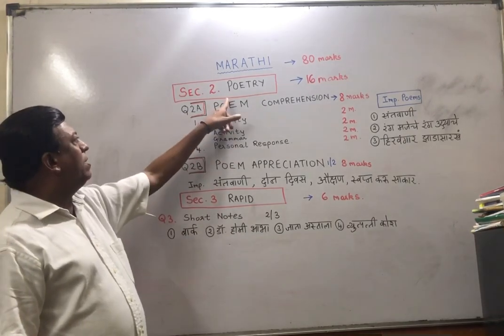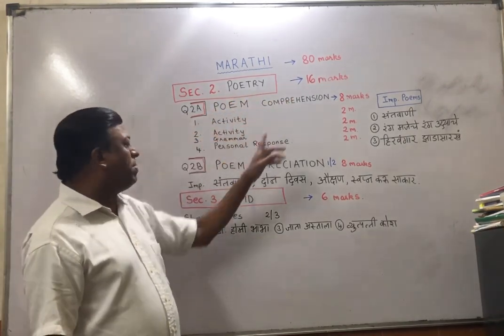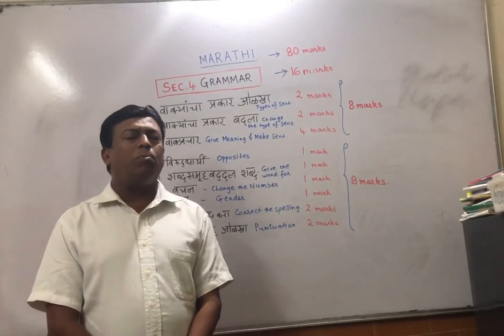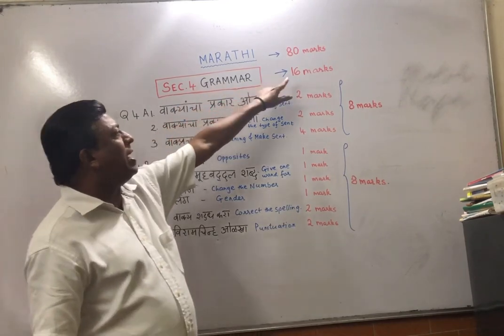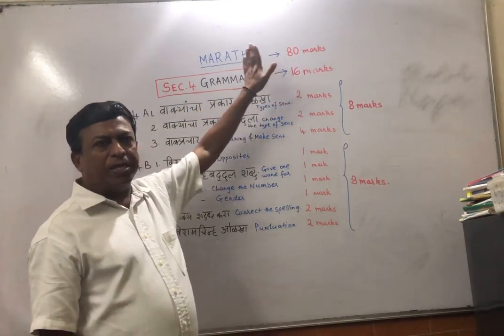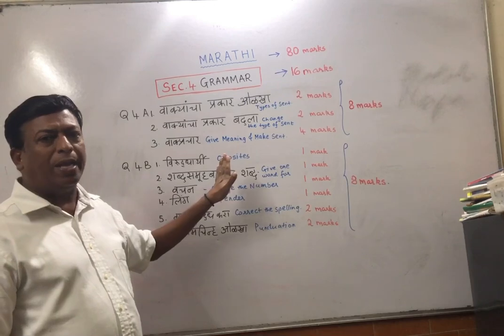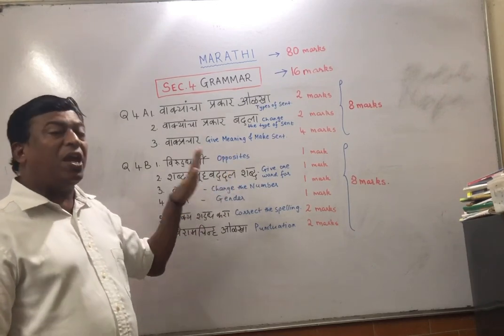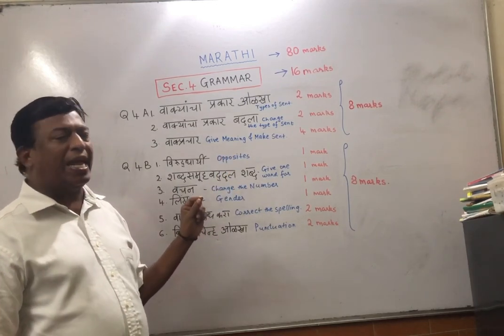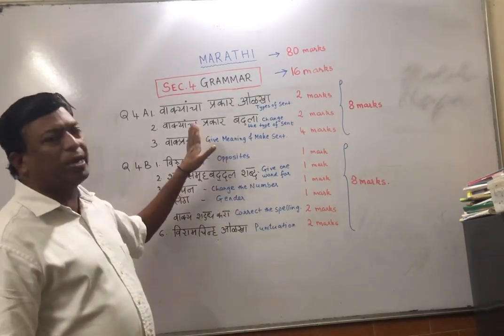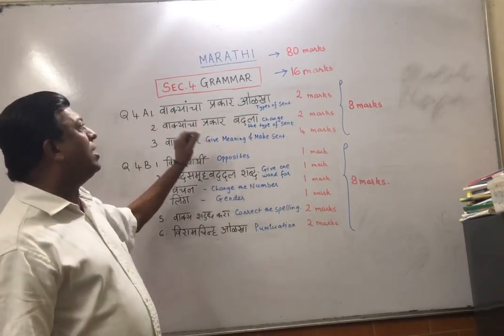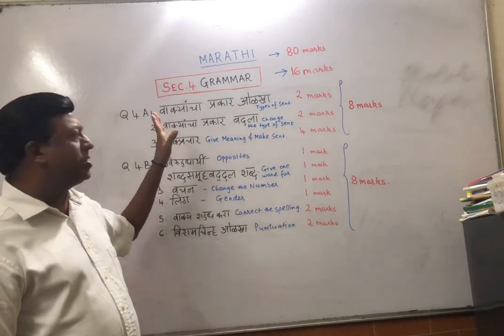So that is section 2 poetry, 16 marks, and rapid 6 marks. Okay, now I'm going to do the most important section, that is section 4 grammar, that carries 16 marks. Children, this question you have to do well in all the 3 languages. If you want to score more in language, your grammar has to be thorough. So please do your grammar thoroughly if you want to pass and score more in languages.